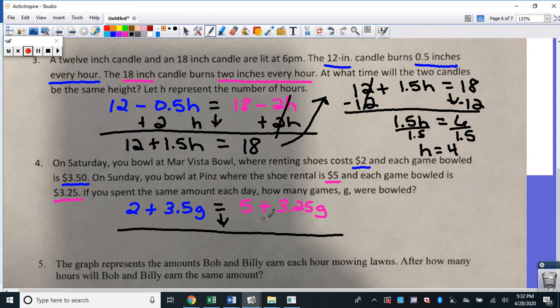And me personally, I would work with this term first. So the inverse of adding 3.25 would be to subtract 3.25. Okay, so I'm going to carry down that positive 2. And then 3.50 minus 3.25 is going to be a positive 0.25. And I'm going to carry down that positive 5. Okay, and then let me rewrite that over here.